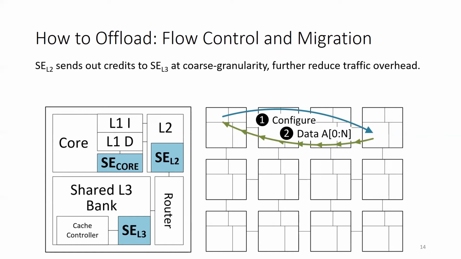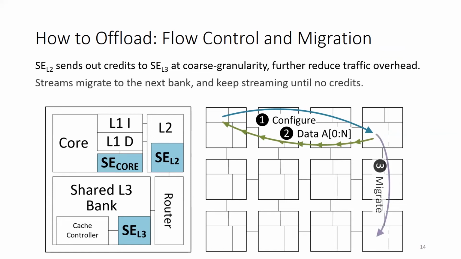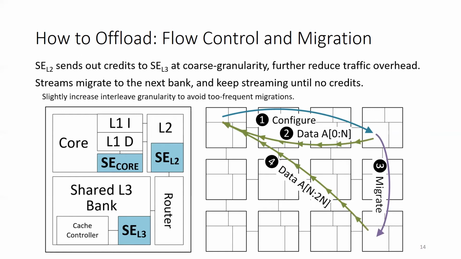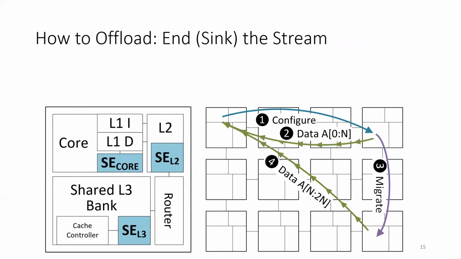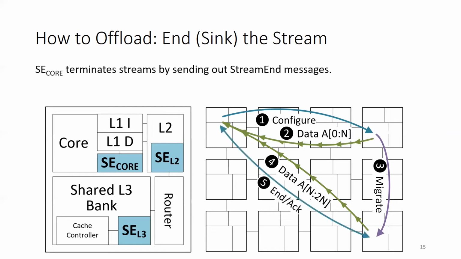Also, as the stream moves forward, eventually the next data is mapped to some other L3 bank. In such a case, the L3 stream engine automatically migrates the stream to the next bank and keeps streaming until no credits remain. It is useful to slightly increase the L3 interleaving granularity to avoid too frequent migrations. Finally, the core stream engine can terminate an offloaded stream with a stream end message. The L3 stream engine can also directly release streams with fixed length.